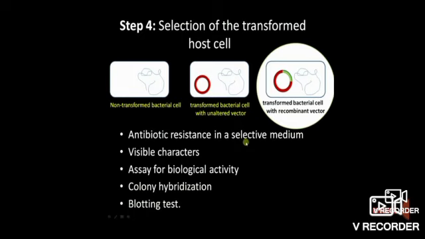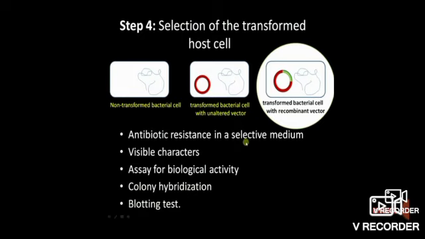Step 4. After step 3, we will be getting 3 types of colonies. The first type is the non-transformed bacterial cell without any change. This doesn't have the plasmid at all, so there is no change. It has not taken up the plasmid. The second one is the transformed bacterial cell with unaltered vector. That means the vector doesn't have our gene of interest. So this is also useless for us.